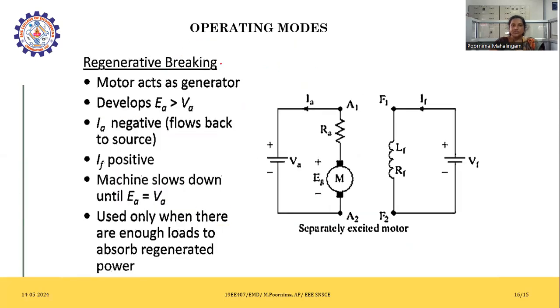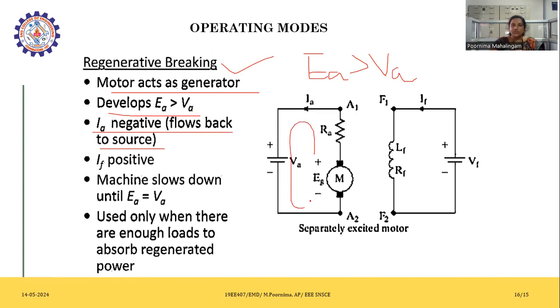Now coming to the regenerative braking system, the motor acts as a generator and develops torque. Here EA is greater than VA. Then IA is negative and flows back to the source, while the field current IF is positive. The machine slows down until EA equals VA. This is usually done only when there is enough load to absorb the generated power.